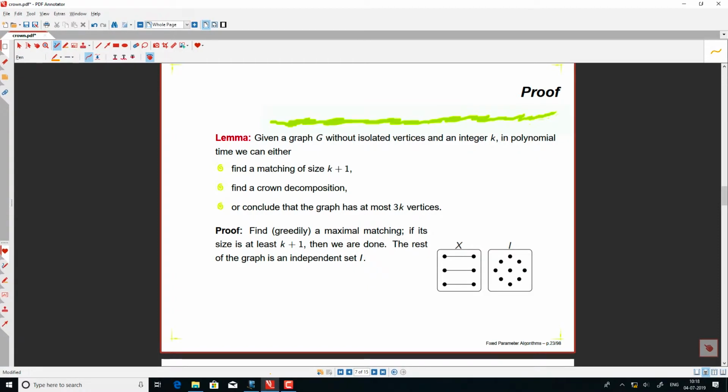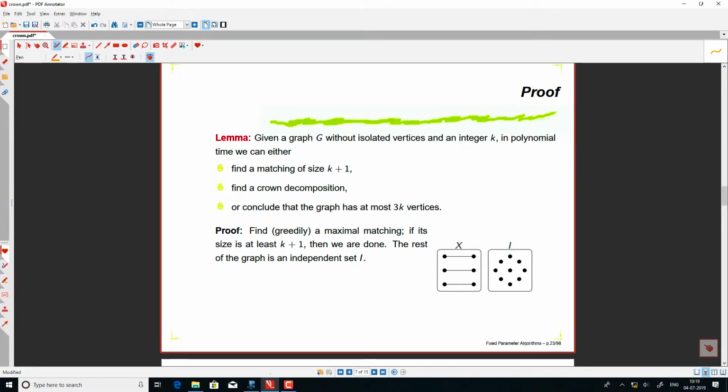In general, maximal and maximum are more general concepts in math. Maximal means you can't add any more to this, even though it may not be the maximum size. Maximum means that it's the absolute maximum size. So which is easier to find? Maximal is easier to find because you can sort of greedily pick.